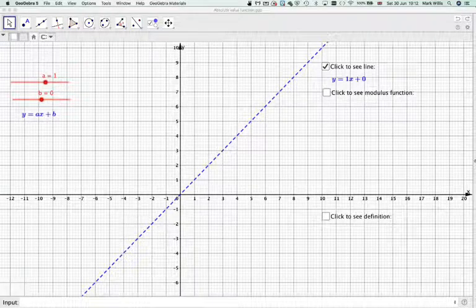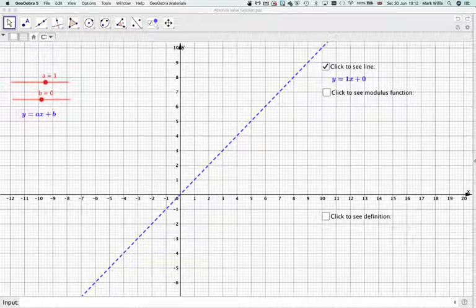Hi, so in this video we're going to look at the modulus function or the absolute value function. So here I've got an equation of a straight line. At the moment y is equal to x. I can change it using the sliders and I might do that later.